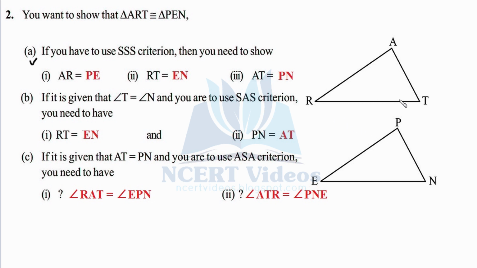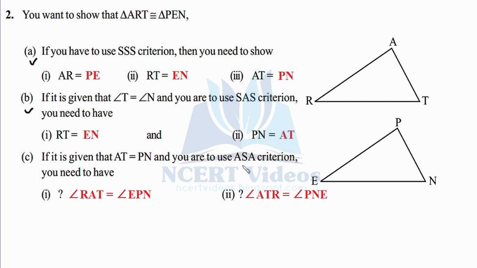So RT, one of the sides is RT, it must correspond to EN, and that measure should be given to us in order to prove it by the side angle side criterion. So therefore EN. Second is PN. This is your PN. So corresponding to it is side AT. Therefore we wrote AT. That's B. Now we have to prove with angle side angle.